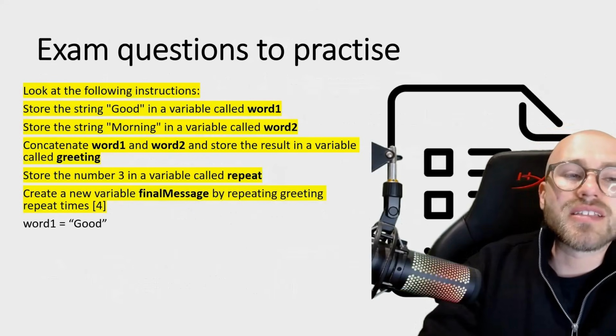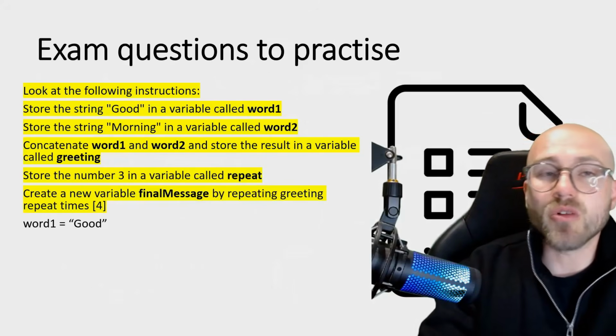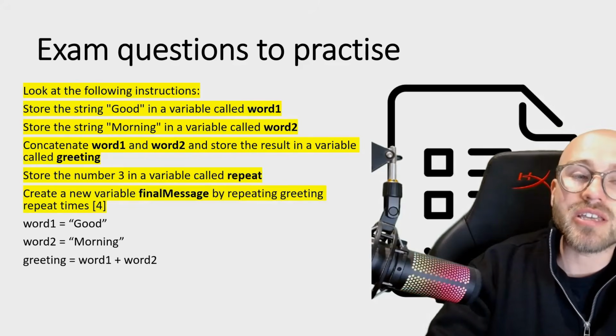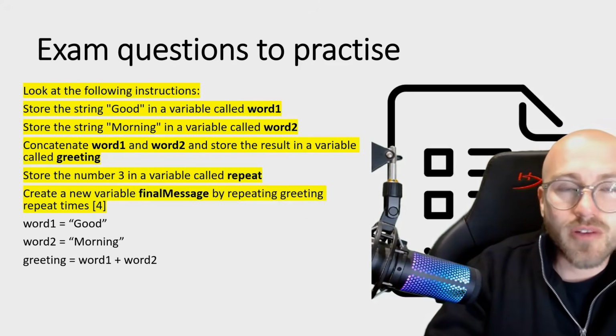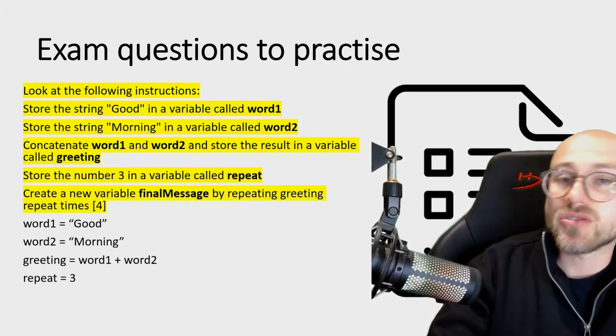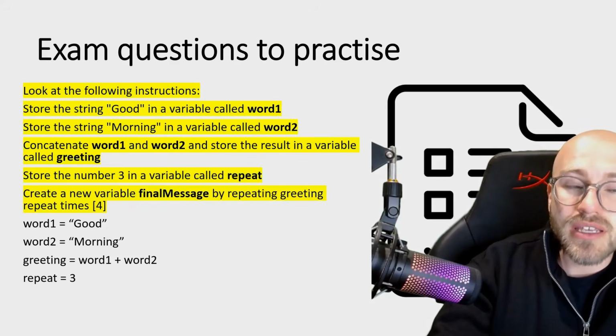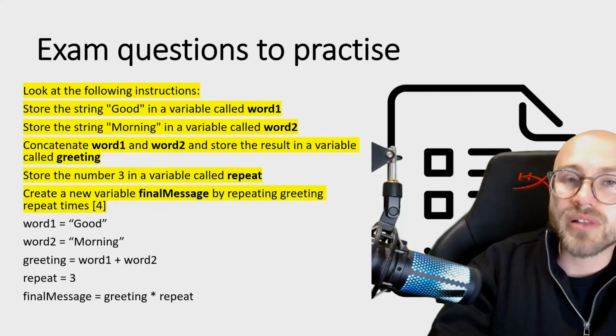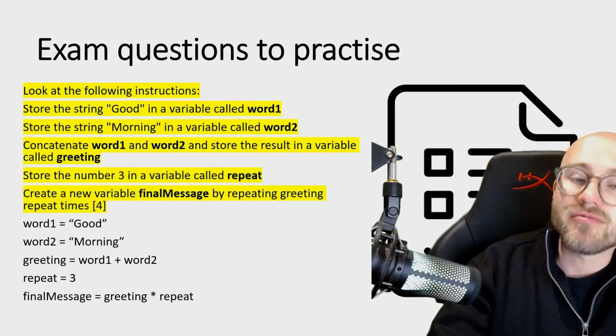Okay, let's look at the answers then. We're going to store good in word1. We've got word2 equals morning. Then we've got greeting equals word1 plus word2. Don't forget that plus sign is your concatenate to squash things together. Then we're going to store the integer 3 in the word repeat. And then finally, we've got finalmessage equals greeting multiplied, which is a little asterisk, repeat.